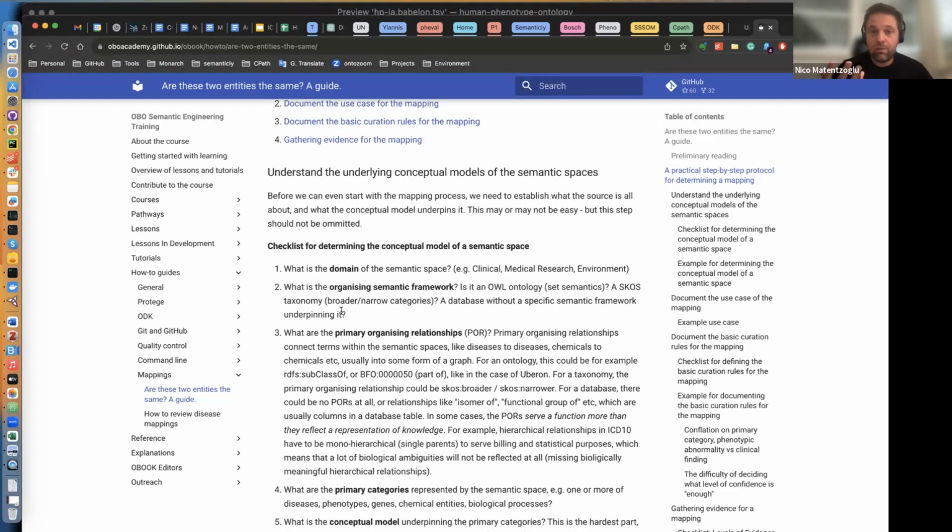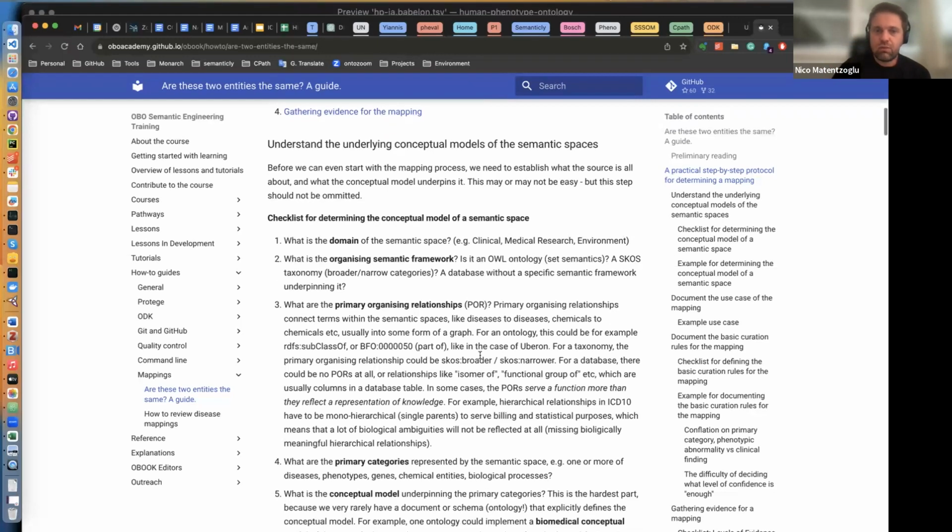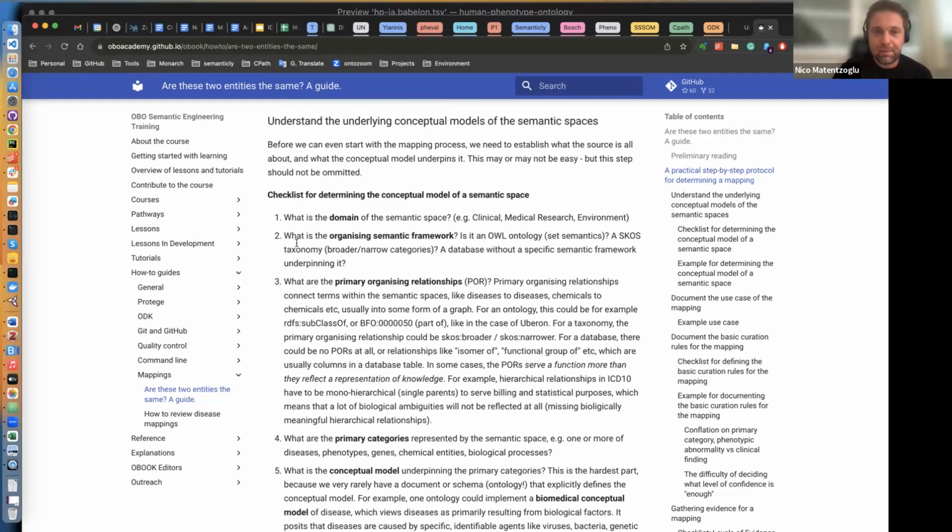So we start obviously with saying, okay, what is the original domain of the semantic space? So remember, semantic space: terminology, ontology, database, and anything that coins identifiers to refer to real-world problems. So is this medical research? Is this a clinical space? Is this environmental, and so on? So just note it down. I would recommend, when you're planning a mapping project, to really just write this stuff down quickly, and doing this here will take you maybe less than an hour, so it's definitely not lost time.